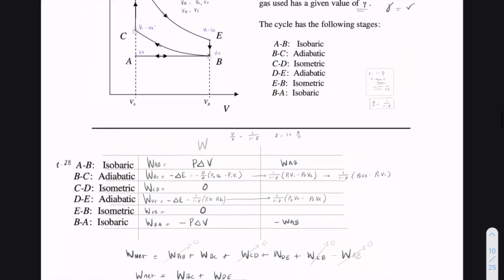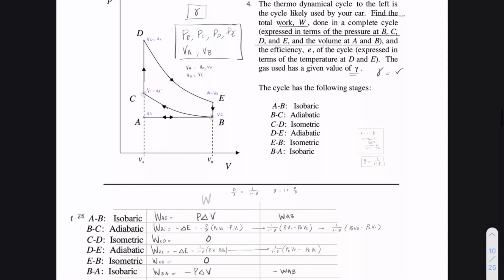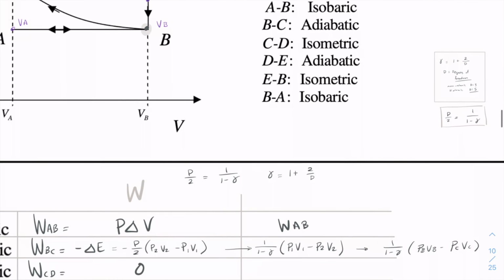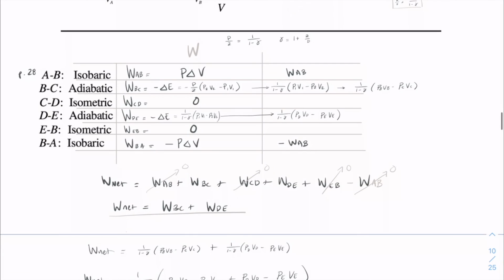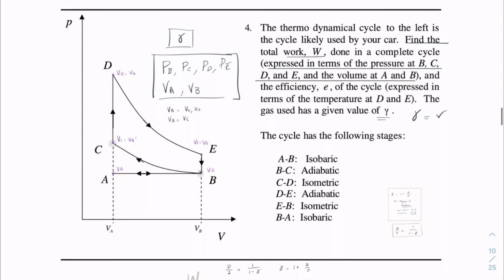So essentially we took the labels for the processes and we just looked up the equations that we needed, got them in the form that we needed, so manipulated them a little bit using what we know about this gamma term and the degrees of freedom for a gas. Okay, so I'm going to go ahead and stop this and then move on to the second part where we find efficiency.